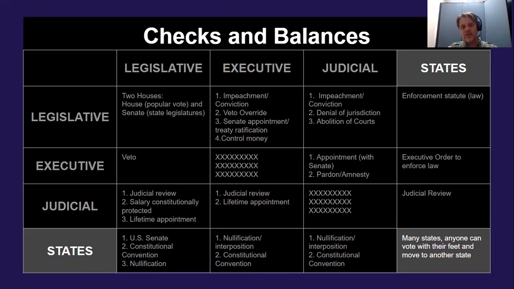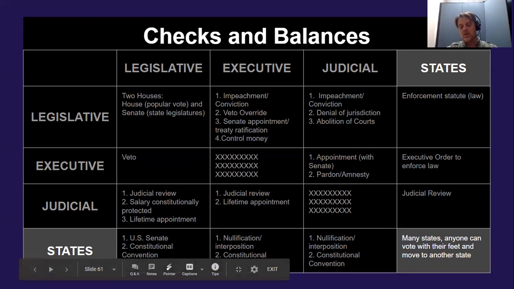So those are some of the ways, the checks and balances that the government has against itself, both on the federal level as well as the state level. So federalism as well as checks and balances balance each other out so that the government doesn't get too out of hand. But what happens if it does get out of hand? How do the people themselves check against the government?